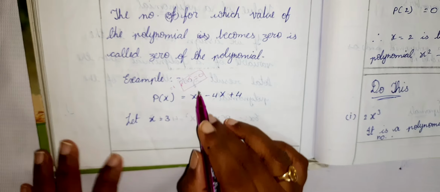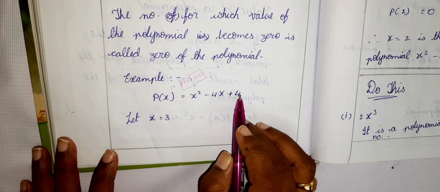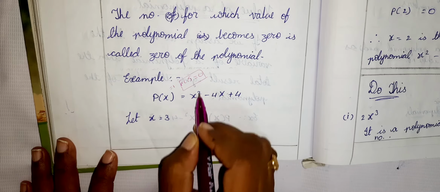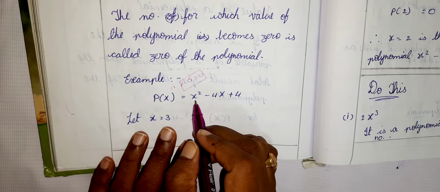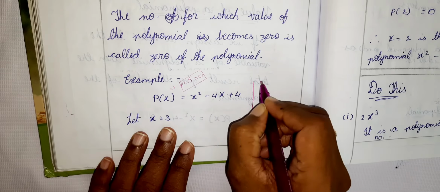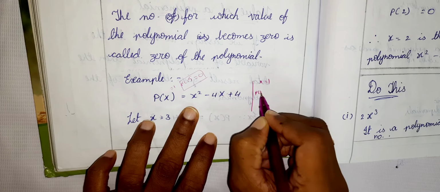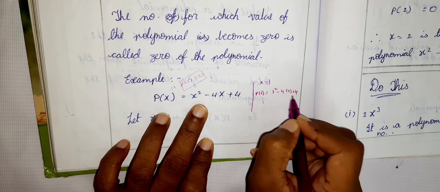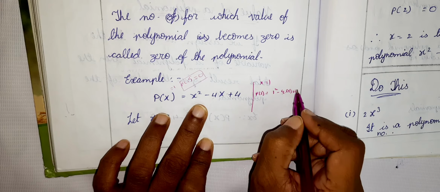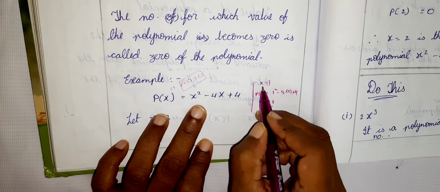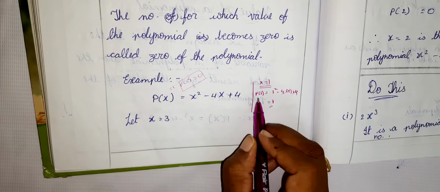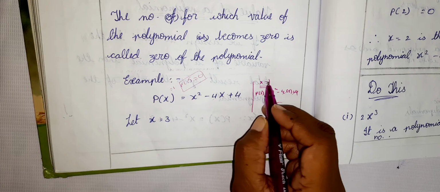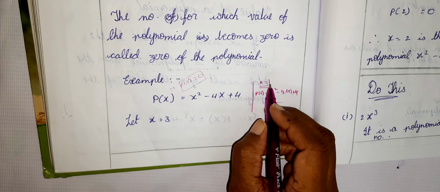p(x) equals x squared minus 4x plus 4 is the polynomial defined. Now by using the trial and error method, you can find. If x is equal to 1, let me do it here. My p(1) is equal to 1 squared minus 4 into 1 plus 4. So minus 4 into 1 is minus 4, plus 4, that means 1. So by putting x equal to 1, I got the value of the polynomial to be 1. So therefore this is not the root or the zero of the polynomial.